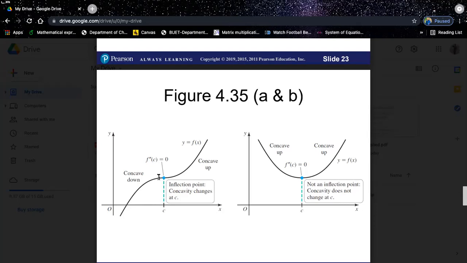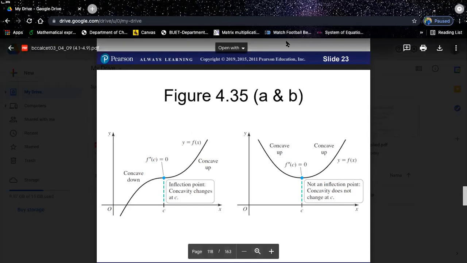Do you agree? If you draw a slope here, you can see the first derivative at this point was 0, right? So whenever you see a shape like this, you can see an inflection point here. All right.